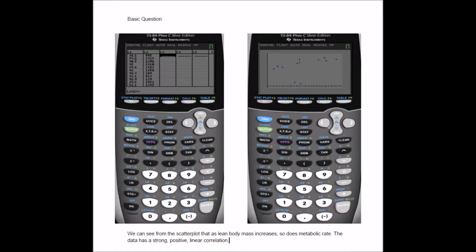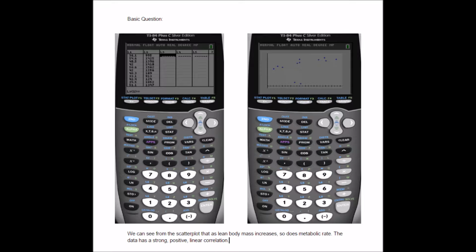Okay, so for the basic question, it's asking you to find the scatter plot for part A. So what you do first is you input all your data into L1 and L2 on the calculator, as you can see on the left. And then you get your scatter plot that you can see on the right.